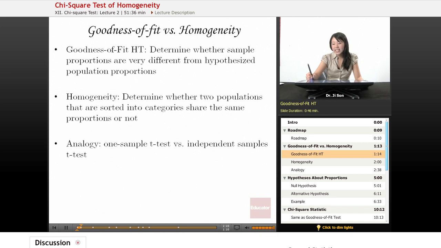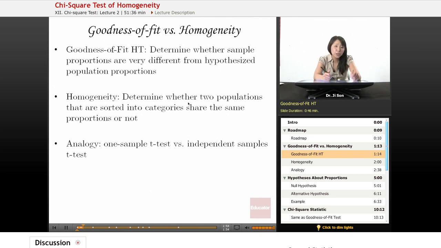Okay, so the first thing is, what is the difference between the test of homogeneity and the test of goodness of fit? Remember, in goodness of fit hypothesis testing, we wanted to determine whether sample proportions are very different from hypothesized population proportions. One way you could think about this is that you have one sample and you're comparing it to some hypothetical population, and that's why it's called goodness of fit. It's about how well these two things fit together. How well does the sample fit with the hypothesized proportions?